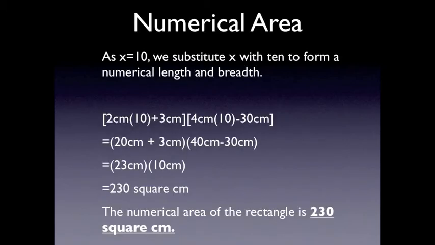Numerical area. As x equals 10, we substitute x with 10 to form numerical length and breadth. (2 times 10 plus 3) cm times (4 times 10 minus 30) cm equals (20 plus 3) cm times (40 minus 30) cm, which is 23 cm times 10 cm, which is 230 square cm, which is our answer.